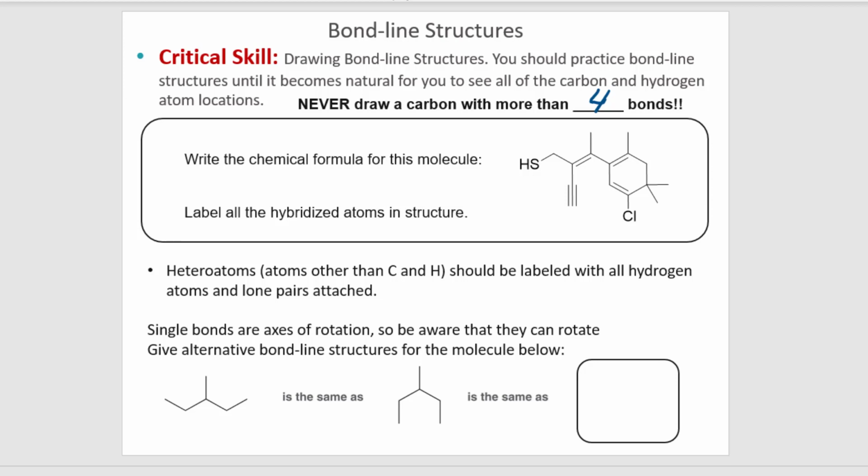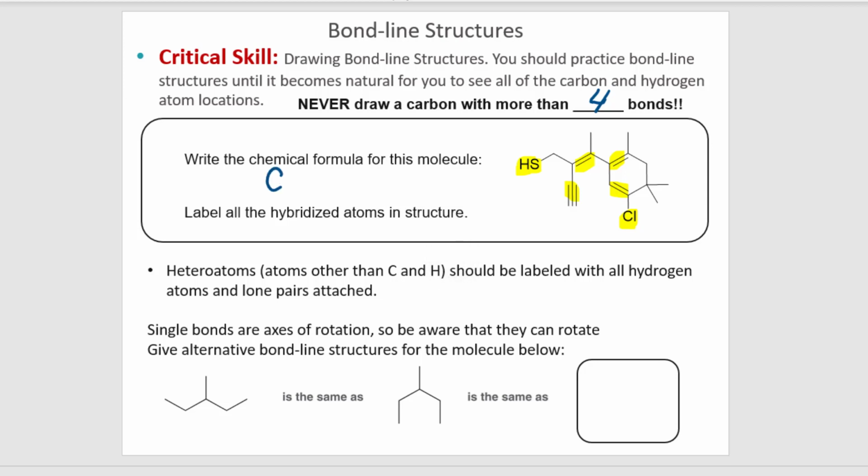Bond line structures, again, help us to see the carbon infrastructure, the scaffolding that holds together the interesting functional groups that we're going to be talking about. So you can see in this molecule, ooh, there's a sulfur hydrogen there and a chlorine and some double and triple bonds. It makes life so much easier to see when you can see where all the reactive parts of the molecule are.